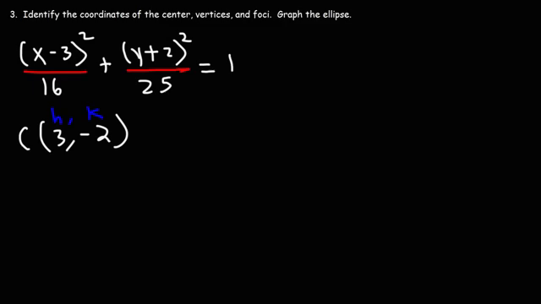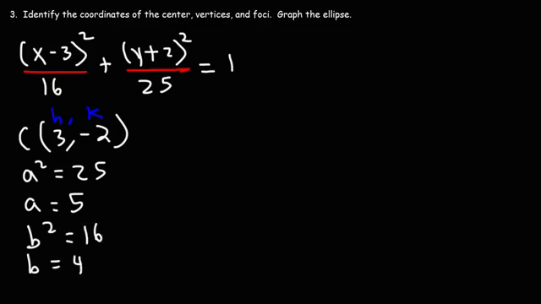So now that we have the coordinates of the center, let's determine our a and b values. Which one is going to be a squared, 16 or 25? Well, 25 is larger than 16, so a squared will be 25. A is going to be the square root of 25, which is 5. B squared is the other number, 16, so b is going to be 4. Now let's go ahead and graph it.